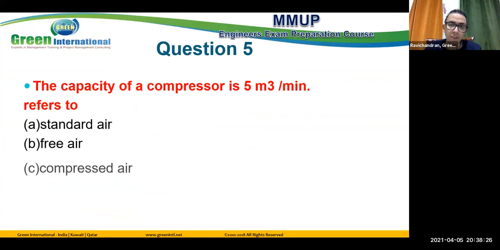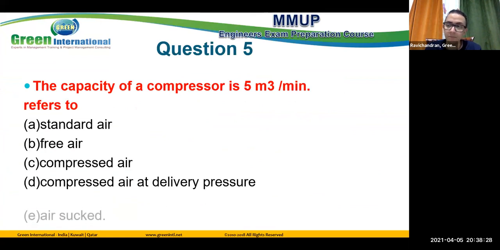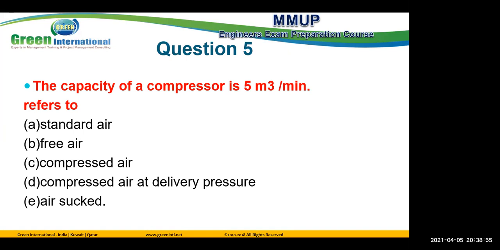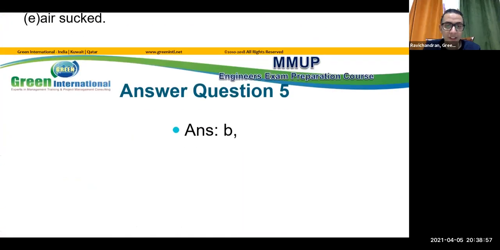Capacity of a compressor is 5 meter cube per minute, refers to decompressed air at delivery pressure. Regular is free air.